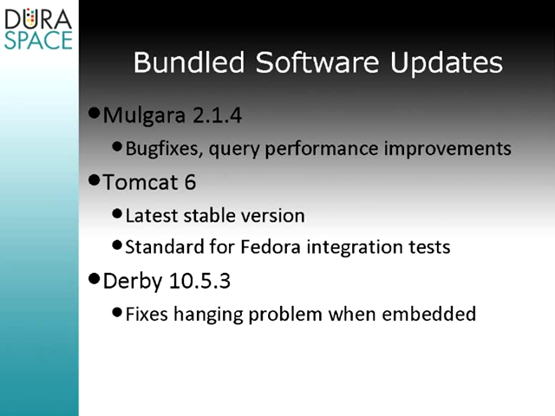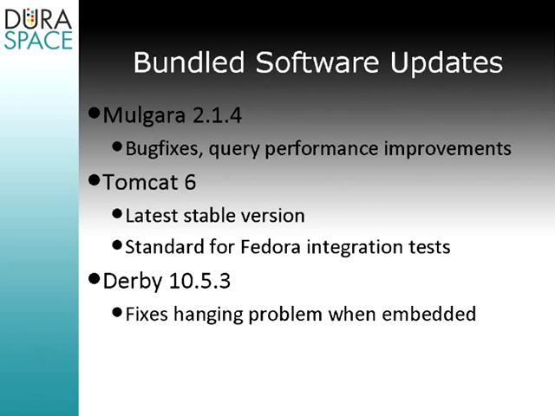And then we have a few bundled software updates. So Fedora includes a semantic web triple store, Mulgara. That's been updated to a more recent version that has several bug fixes and query performance improvements. For certain queries, you'll see a real improvement there. We've also updated to the latest stable version of Tomcat. That's Tomcat 6 for the bundled version.